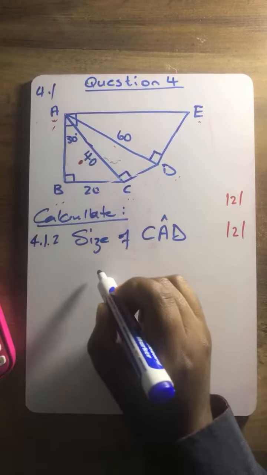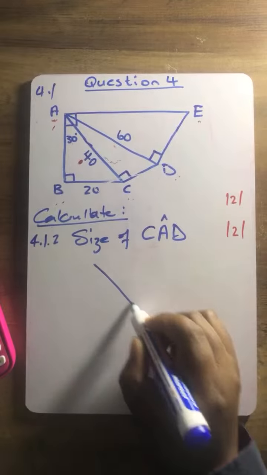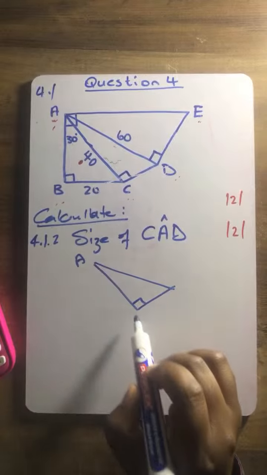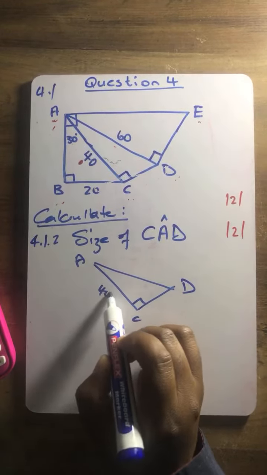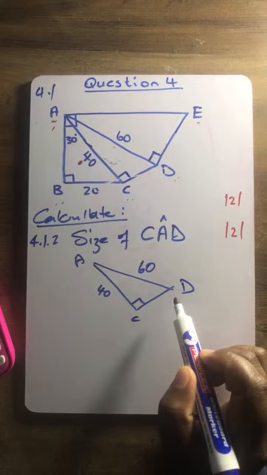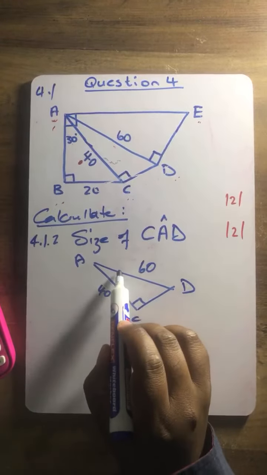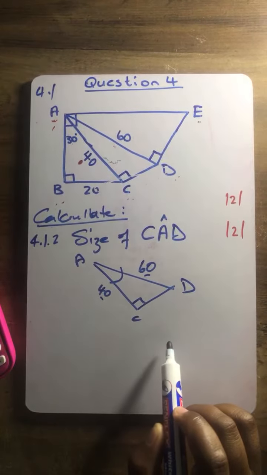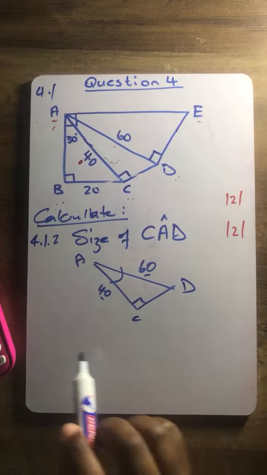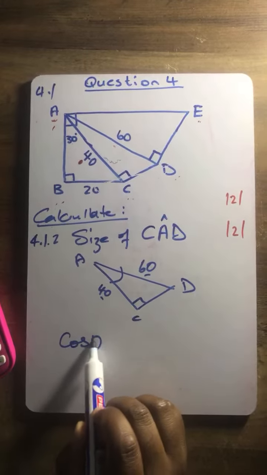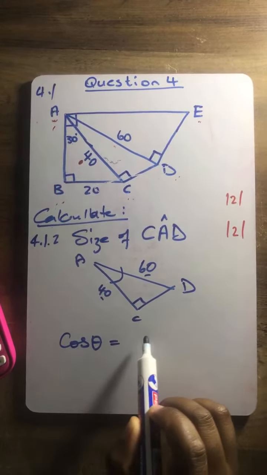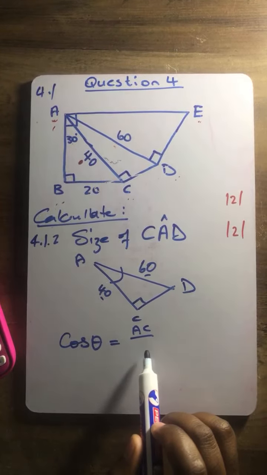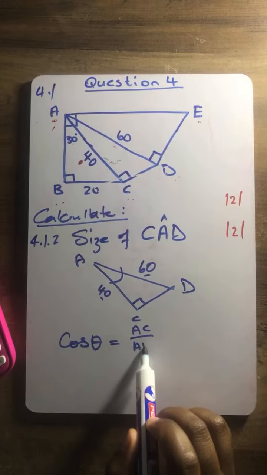Obviously, the triangle associated to that is this one, A, C, and then D. We know this is 40. We just calculated it. So this is the angle that we are looking for. So that means this is adjacent, this is hypotenuse. And then the trig ratio associated to that is the one for cos of an angle, which equals adjacent over hypotenuse, which is AD.